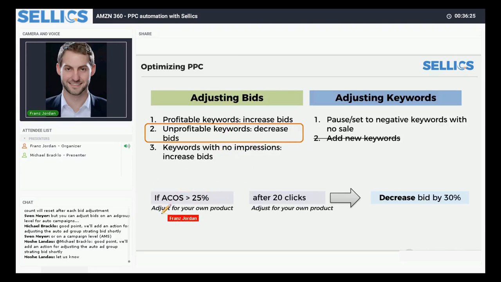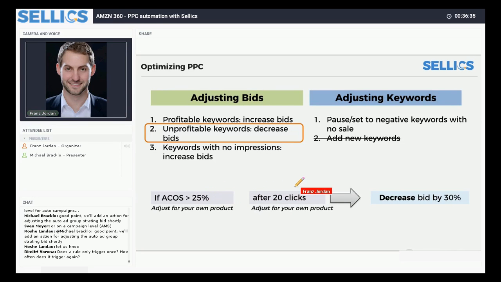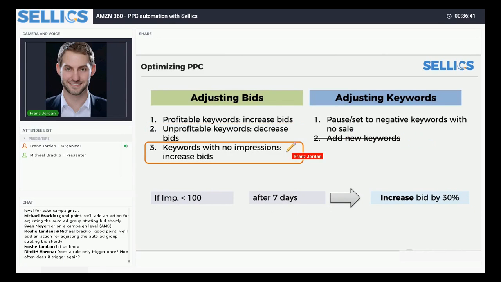Same goes for unprofitable keywords. If the ACoS is above 25% after 20 clicks, again, you want to decrease the bid by 30%. Same logic here. I think that 25% is a threshold that actually makes sense for most. The same goes with the 20 clicks. Again, I think that this is a good rule of thumb.